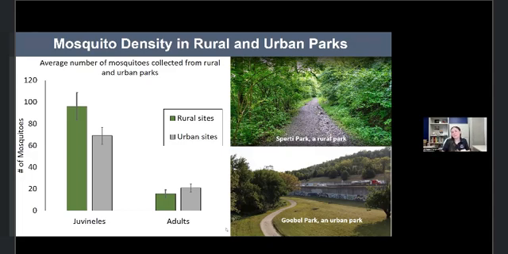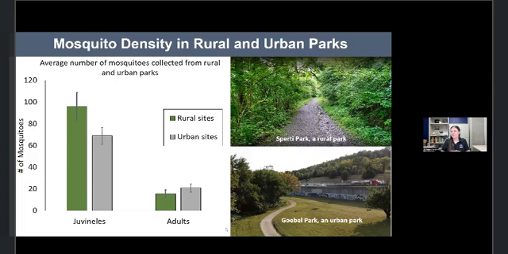We're still not quite sure why that's happening, but that might be because there's more predators and mosquitoes in rural areas, or they didn't need to be as close to the tires after the adults came out because they could go find more animals in the woods to feed on. But those were some of the results that we found.